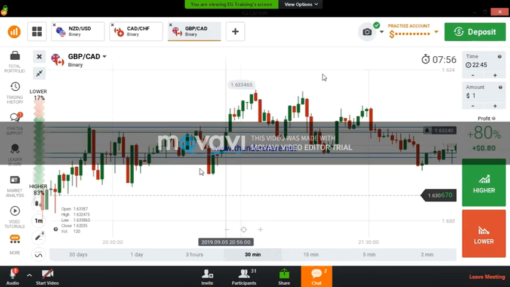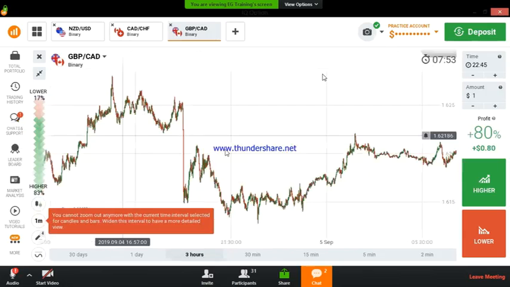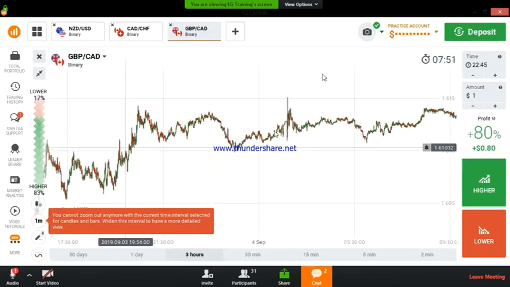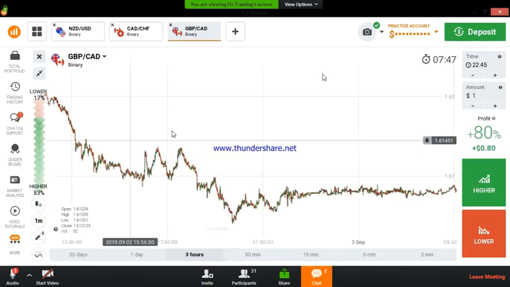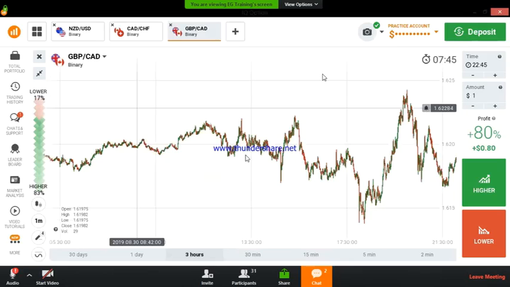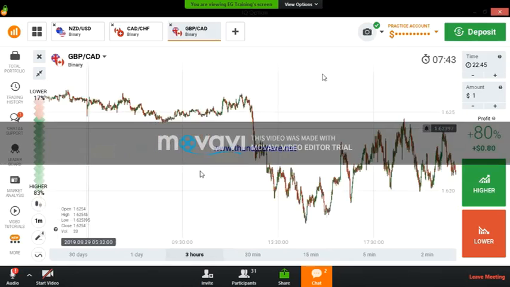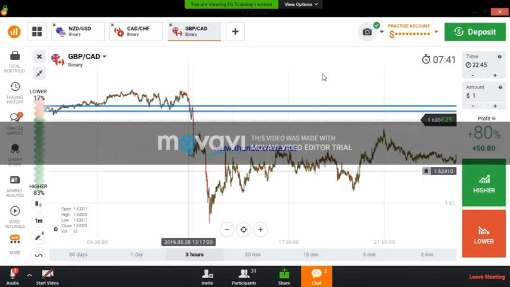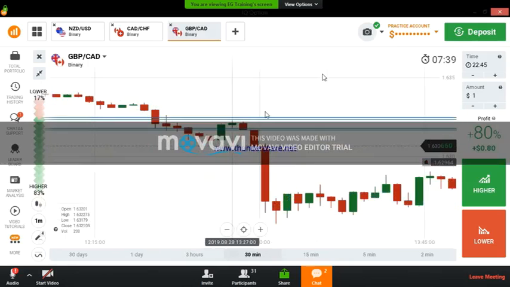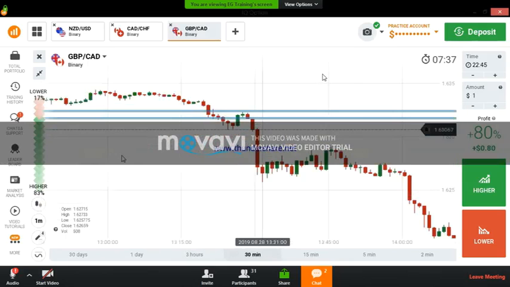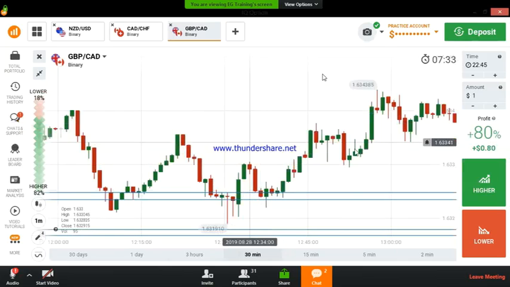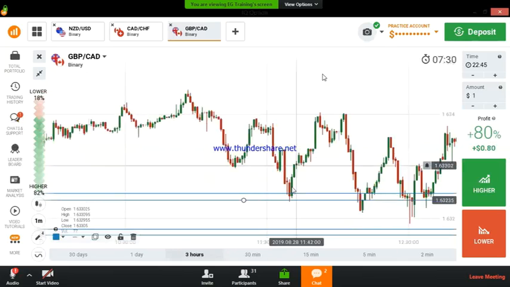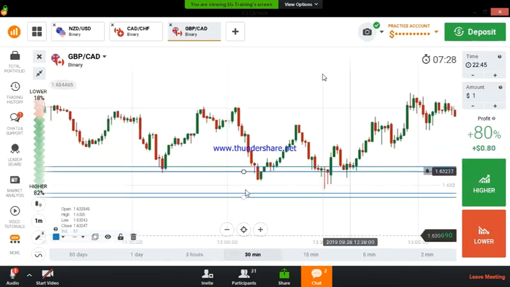So we need to check these levels in the past history too. If the levels work in the past history too, then we can trust. Or if it does not work, we can't trust. Here you can see it reversed near to this level, and here also there is a reversal, perfect reversal. Here also the market is respecting, a fake breakout here.